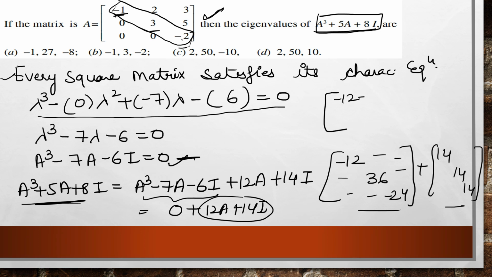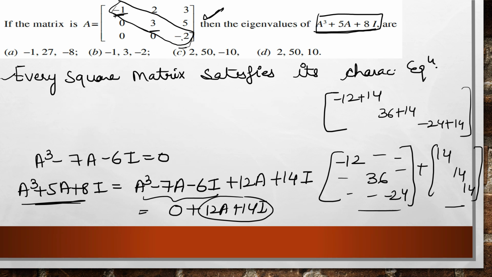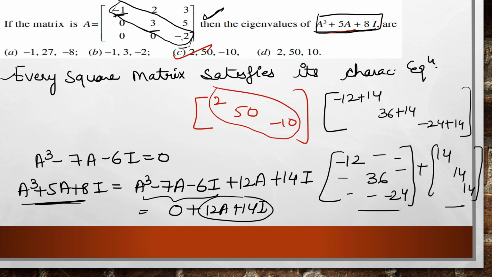So minus 12 plus 14, and 36 plus 14, and minus 24 plus 14. So that means this is giving you what? This is 2, 50 and minus 10. So these are the eigenvalues of this matrix. So that means option C is correct.